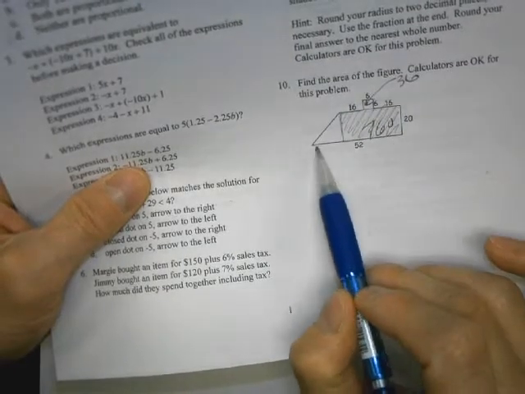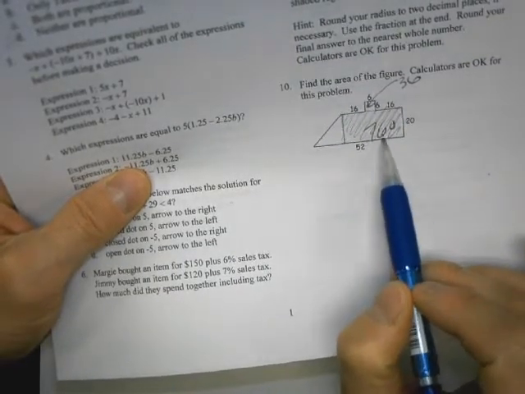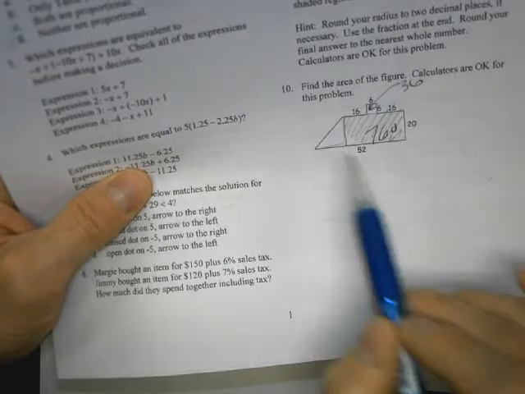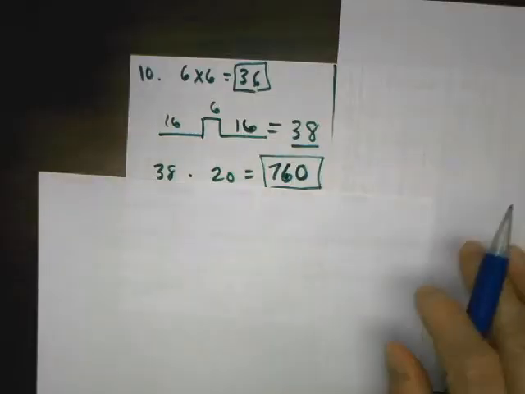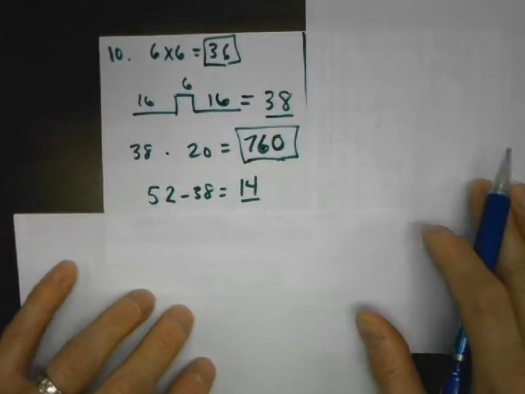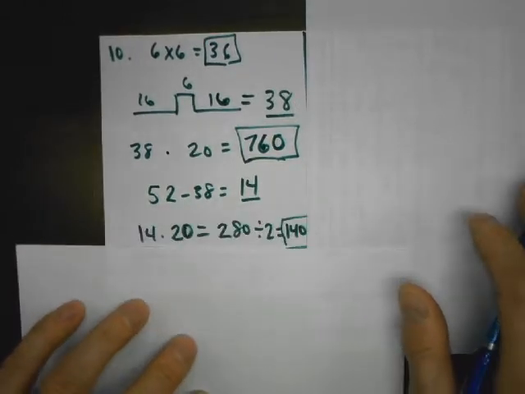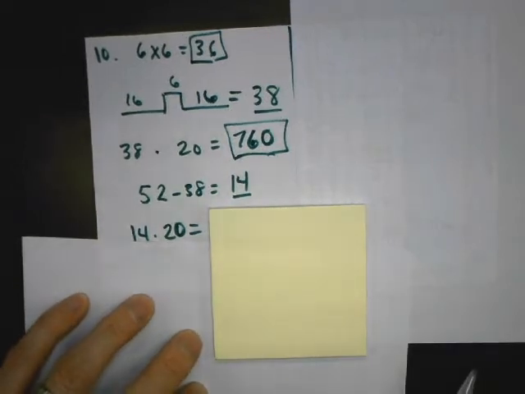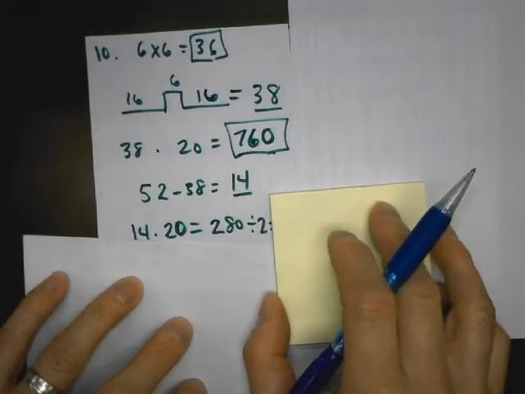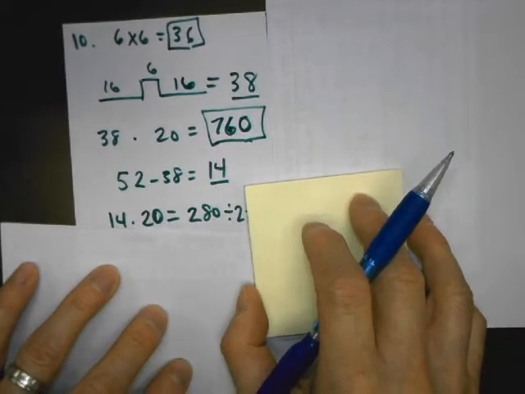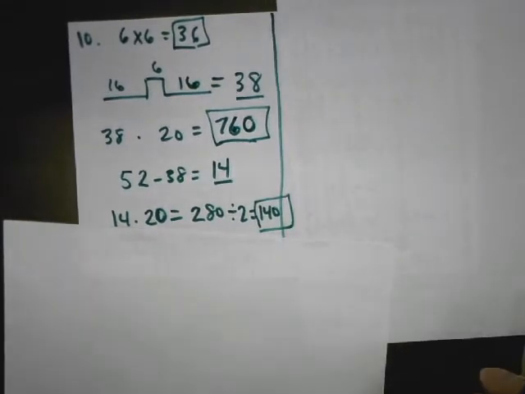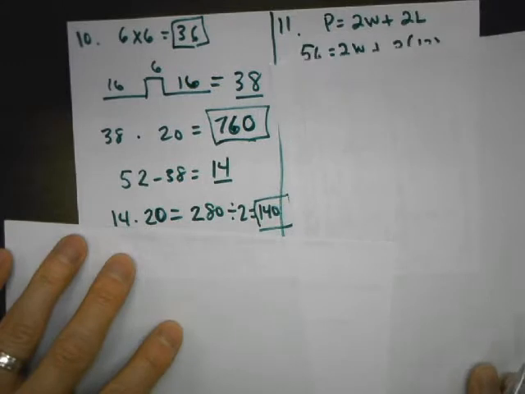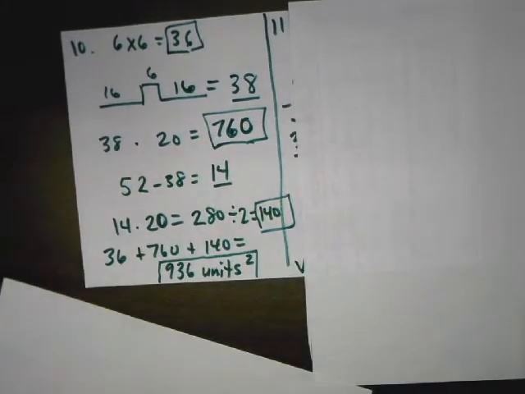From here to here is 38, so if I subtract 52, take away this part that I don't need, take away 38, I'll have that base of that triangle. So I take 52 minus 38, so the base of the triangle is 14. The height is 20 from the drawing. I go base times height, but then I have to remember to divide by 2 because it's a triangle. So the area of the triangle part is 140 square units, and I add those up to get my answer.